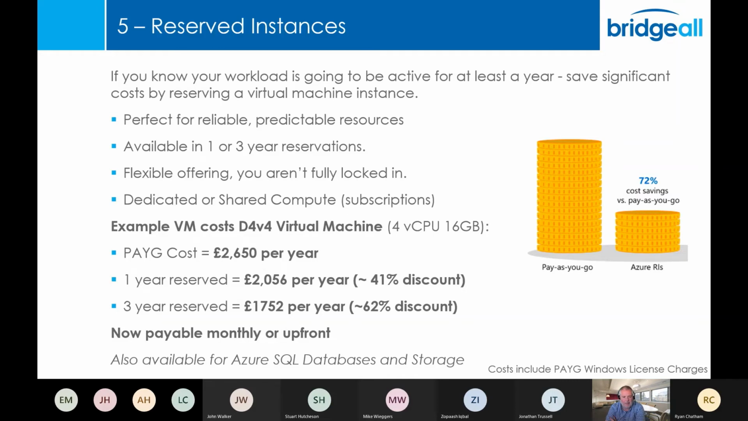So looking at an example for a 4 CPU 16 gig machine, pay-as-you-go cost would be around $2,650, and you can save 41% on a 1 year reserved instance, and you could save up to 62% on the 3 year reserved instance. When reserved instances were first introduced, you had to purchase them up front. However, that changed a few years ago, so you're now able to pay on a monthly basis.